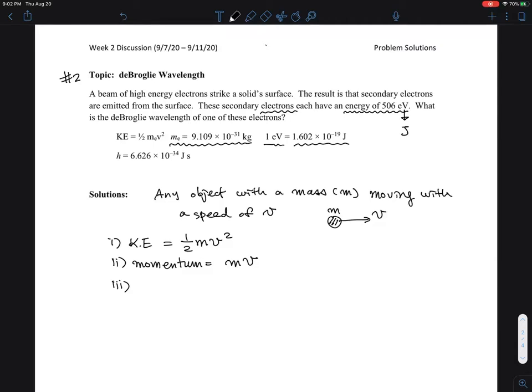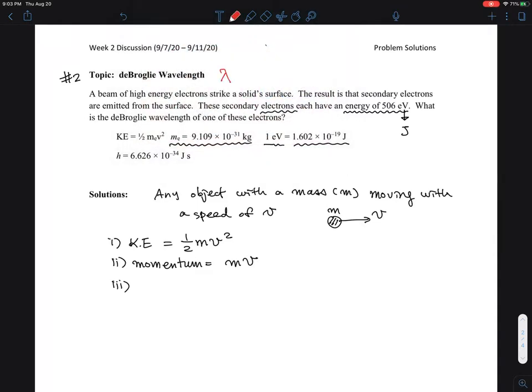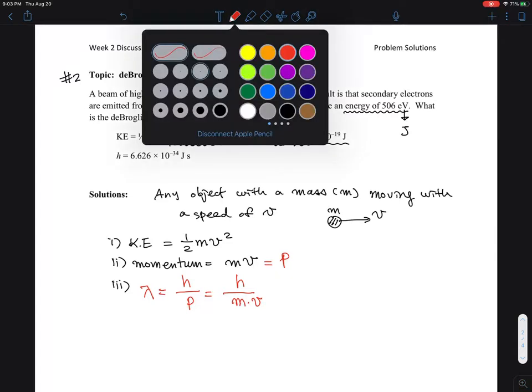But now the de Broglie wavelength, lambda, is essentially the Planck constant divided by the momentum, mv. The momentum is usually given the symbol p, so the de Broglie wavelength is essentially the Planck constant divided by p. The most useful form of the equation is the Planck constant divided by m times v. Now let's first talk about the units.